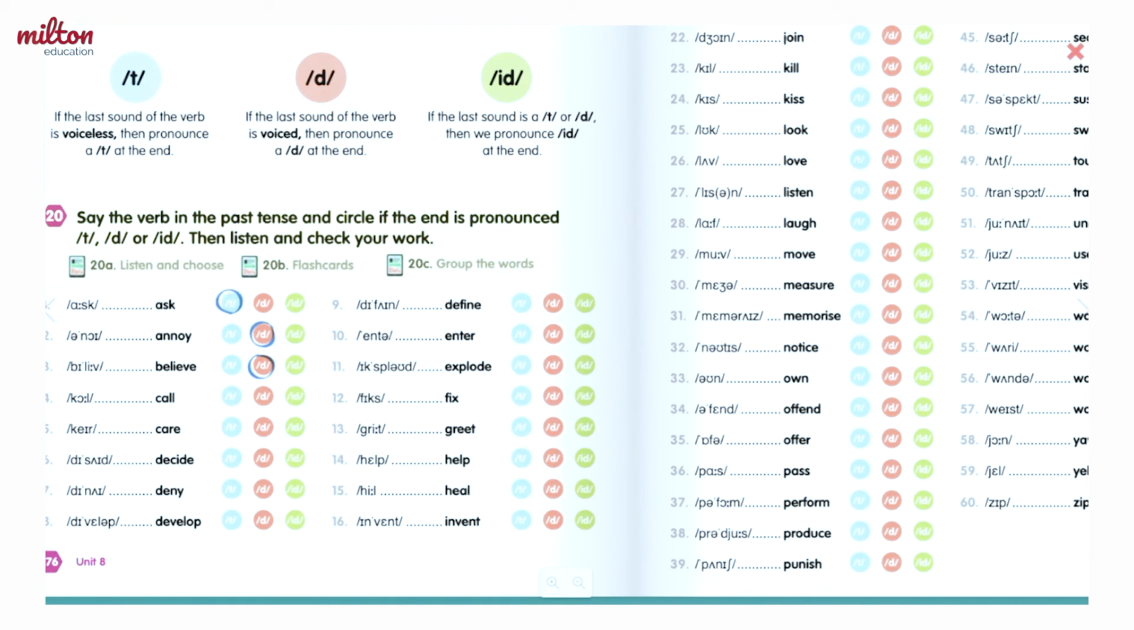With annoy, the final sound of annoy is the y sound. The y sound is voiced. So in the past simple tense, we say annoyed, and we must circle the red d sound. There are quite a few verbs here, so what you might want to do is do this activity with a partner. You take turns saying the verbs, and you help each other to decide what the correct sound is.